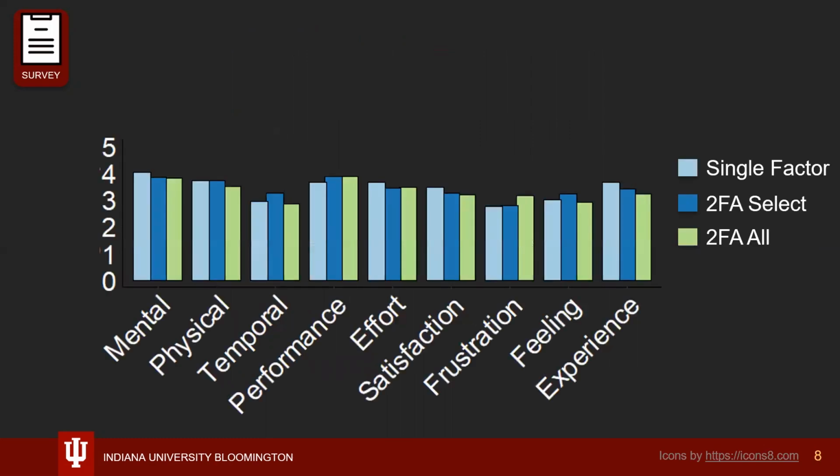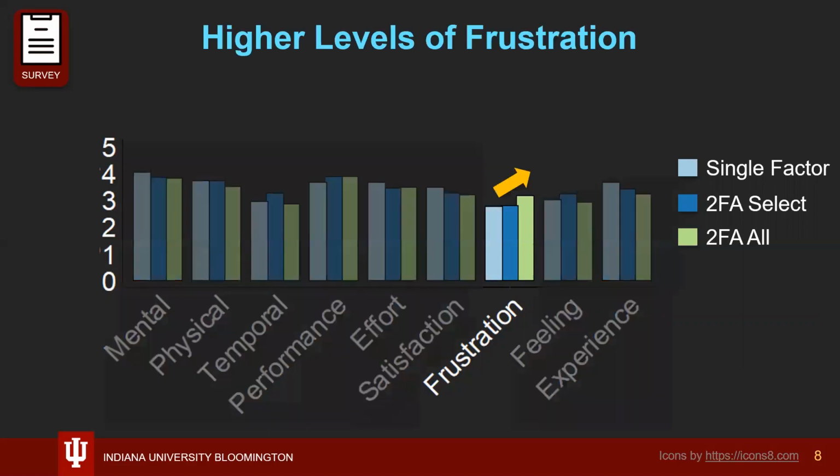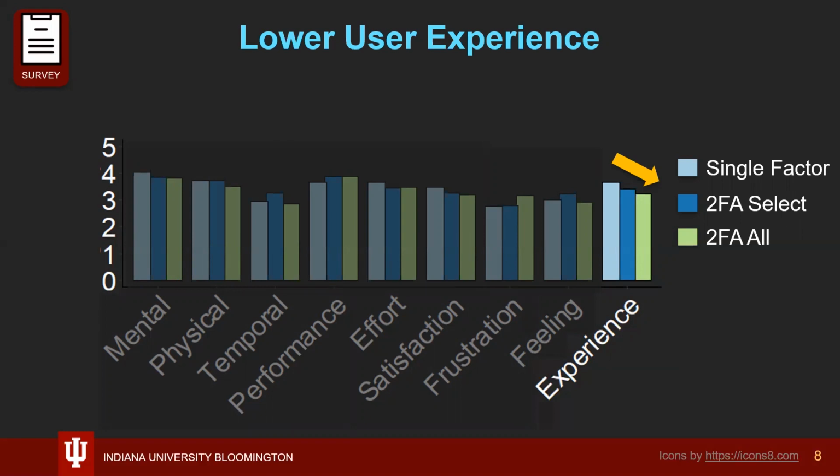So in our findings, we looked at the survey responses. We found no significant differences between the single factor and 2FA select groups' responses for the task load of authenticating. However, compared to the single factor group, those in the 2FA all group reported statistically significantly higher levels of frustration when authenticating with a p=0.037 value. They also reported statistically significantly lower levels of overall satisfaction with the authentication user experience, with a p-value of 0.016.